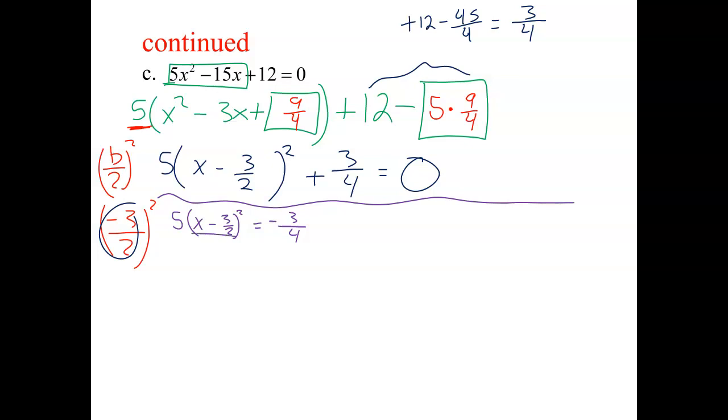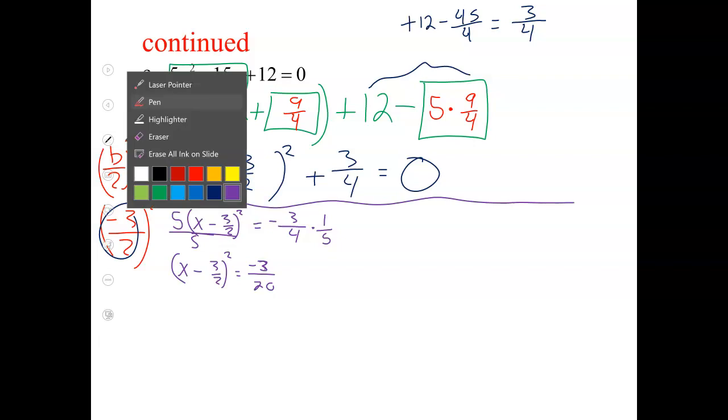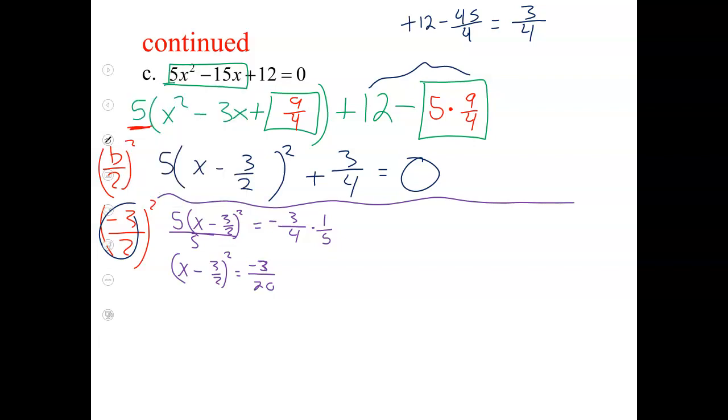So what do I have to do next? Divide by 5. So I divide by 5, which is the same thing as multiplying by 1/5. x minus 3 halves squared equals negative 3 over 20. Am I good to square root now? Yep. Square root. Now we see where that imaginary number comes from. x minus 3 halves, I don't need the parentheses anymore, equals positive negative square root. We'll simplify that radical at the end.